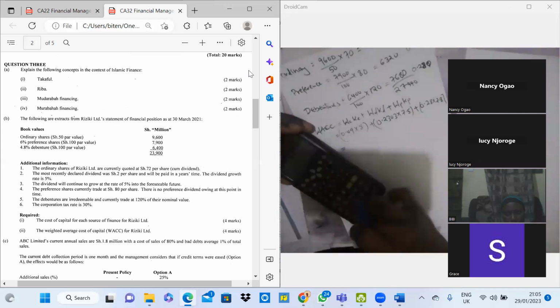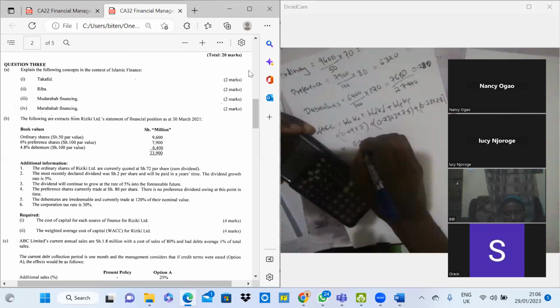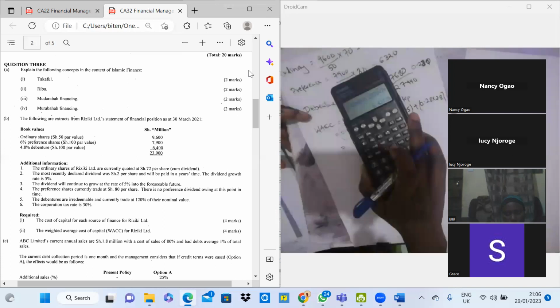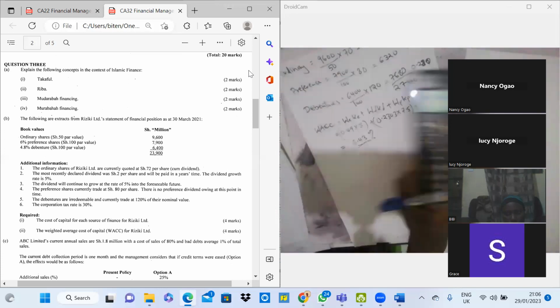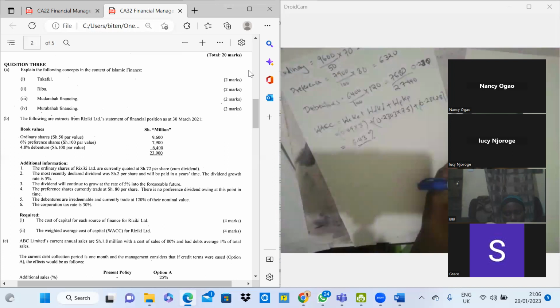So 0.49 multiplied by 8 plus 0.2303 multiplied by 7.5 plus 0.28 multiplied by 2.8. I'm getting 6.43%. That is the WACC.